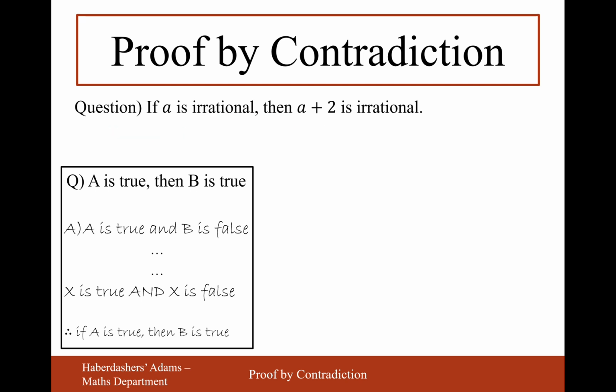Okay, so let's move on to the next one. So let's go for the assumption. The statement here is that if A is irrational, then A plus 2 is also irrational. So let's set up our assumption. So assume A is irrational. And then the keyword is then, and anything after the then word is the opposite. So A plus 2 is rational.